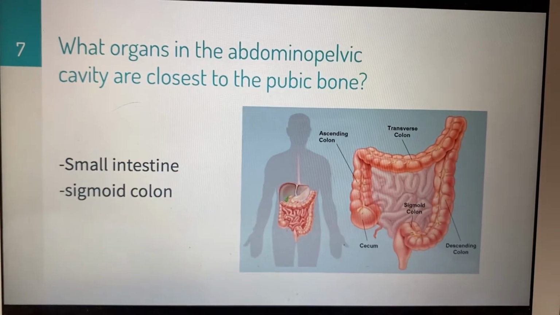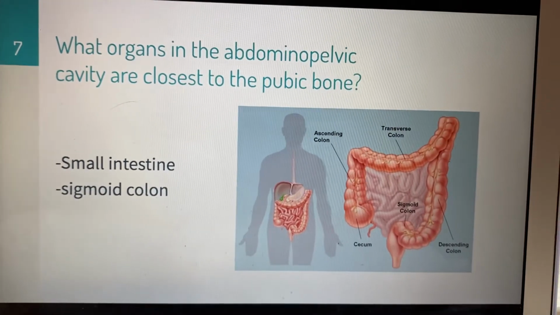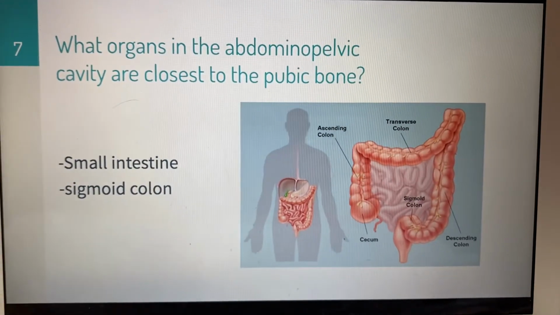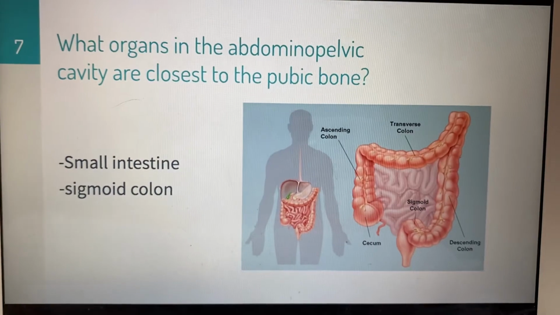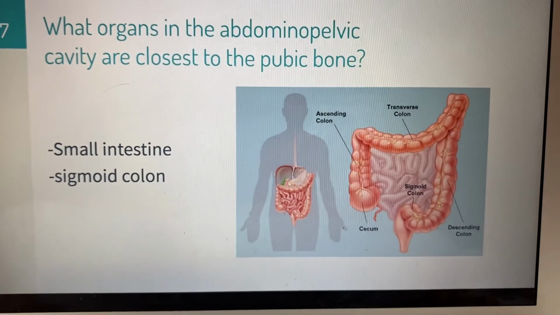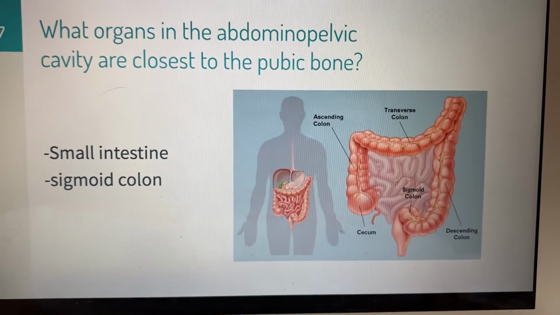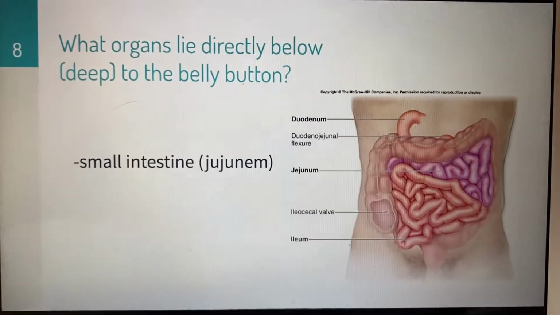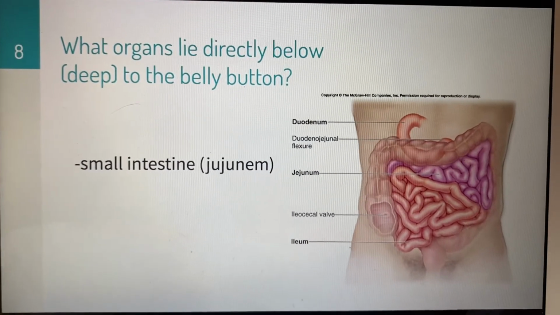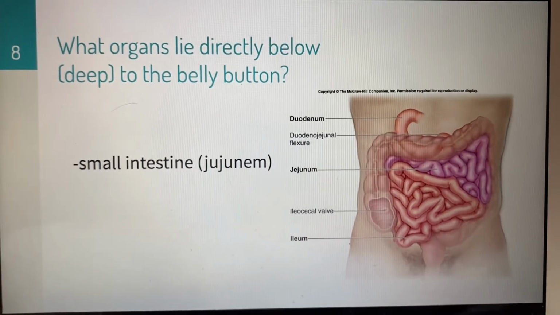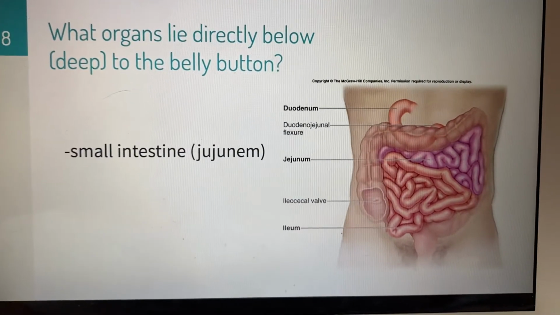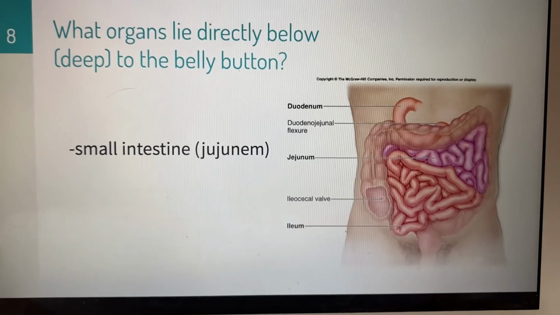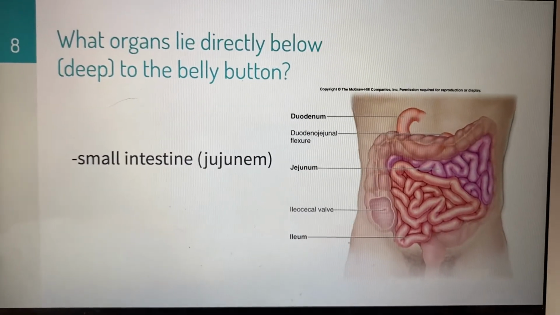So next, what organs in the abdominal pelvic cavity are closest to the pubic bone? So this is mainly focusing on the pelvic region, and it would be your small intestine and sigmoid colon, and I tried to get a picture that would represent how low they are. So next, what organs lie directly below or deep to your belly button? So deep would mean like right behind it, I guess. So that would be your small intestine, jejunum.